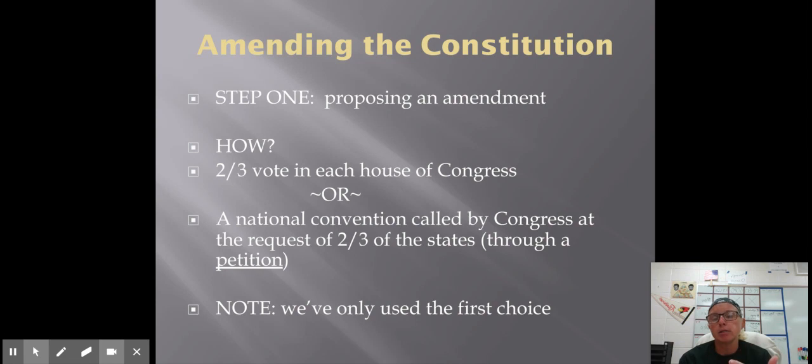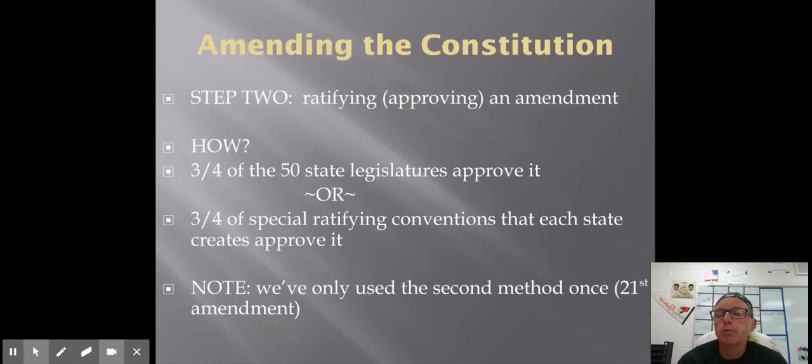So let's say it gets past Congress. Let's say it goes to the next level. What happens? Step 2, they ratify or approve the amendment, and that means it's going to go to the states. So after Congress proposes the amendment and passes it with a 2/3 vote, they send it to the state legislatures, and 3/4 of those state legislatures have to approve it, or 3/4 of state conventions have to approve it. We've used the state convention once to pass the 21st Amendment, but it's just a lot more efficient and convenient to do the state legislature since they're already convening.